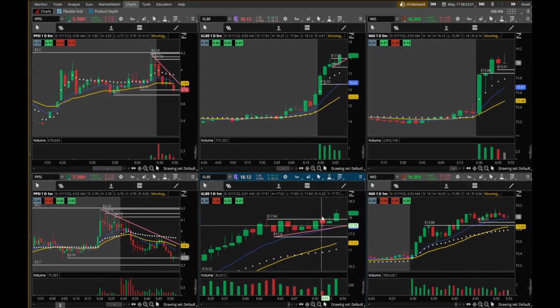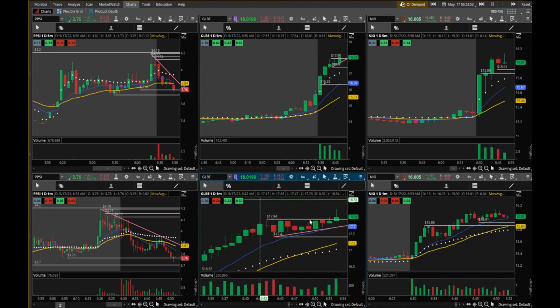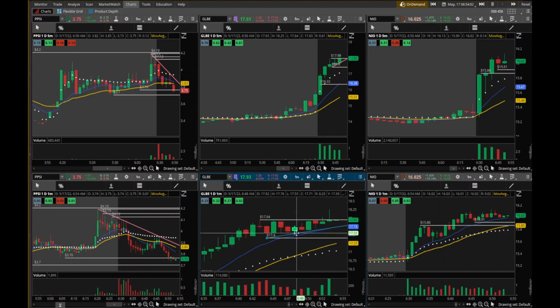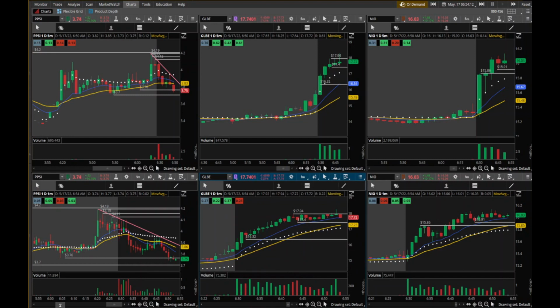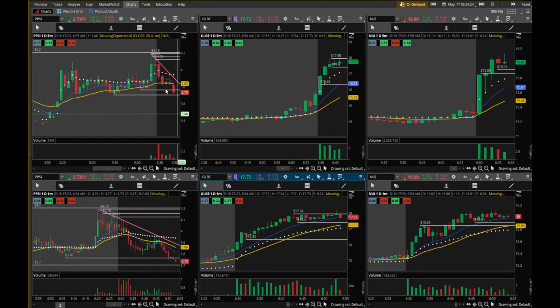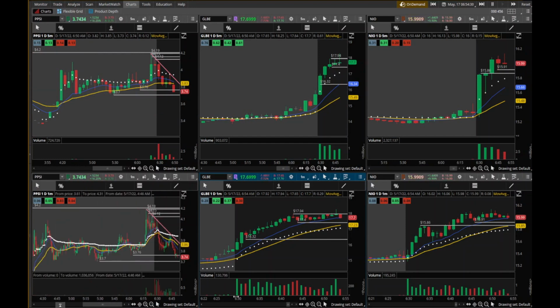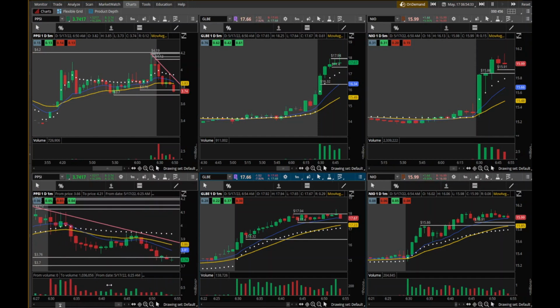I just don't like how this one's just grinding. It's just taking forever for it to break these levels. Okay. It just didn't go higher, did it? So that might be where the rejection comes in, just because we are overextended up here. PPSI taking a long time to get down to 370. And I'm not even sure I'd want to buy it.